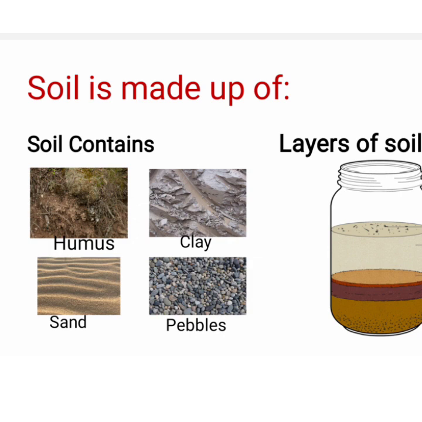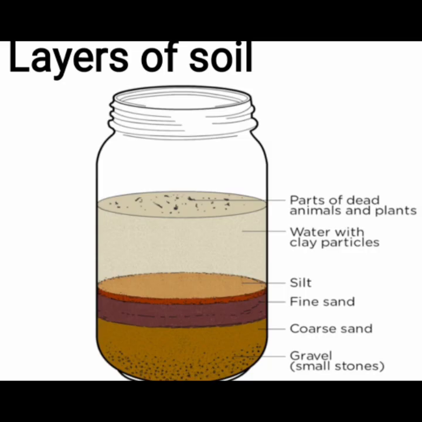It contains humus, the topmost layer, then clay which has very thin particles, sand which has thick particles, and pebbles, which are small stones. So children, let's see what is there in the jar, the layers of soil.